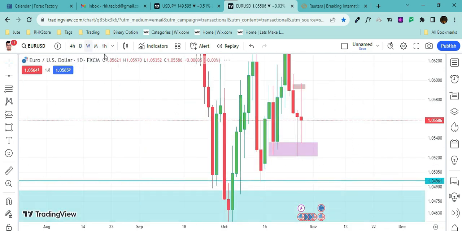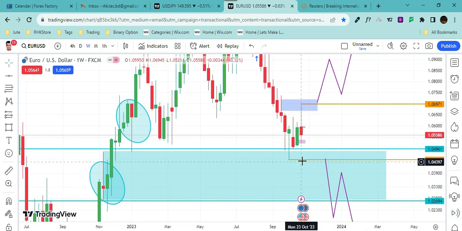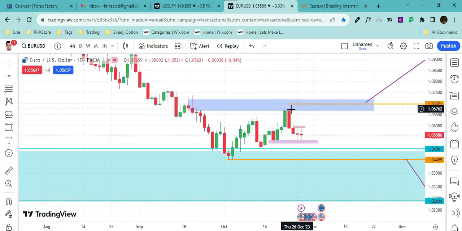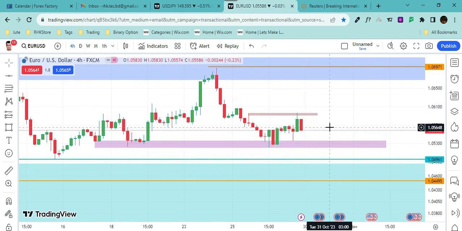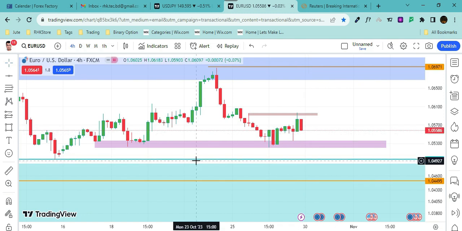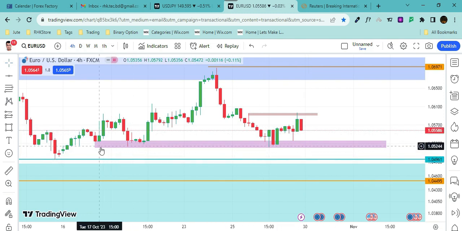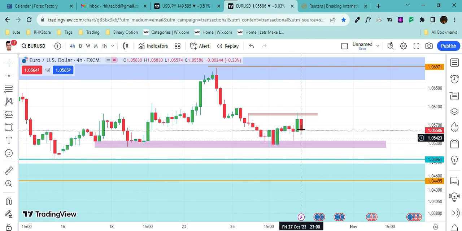This dark cloud cover, this dark cloud cover in day and 4 hours is giving us a sense that price can... and here the price has come here once, twice, thrice, 4 times. Maybe if it comes here, then it will break down.